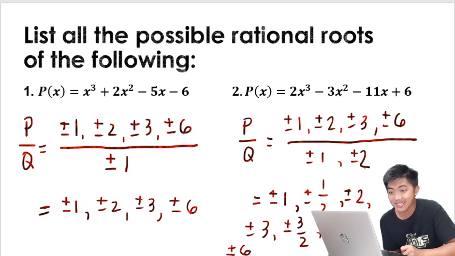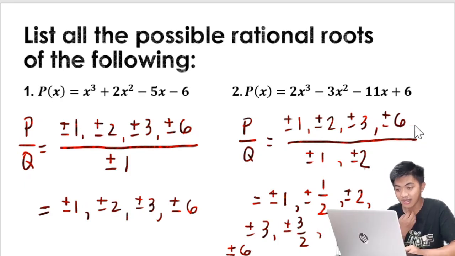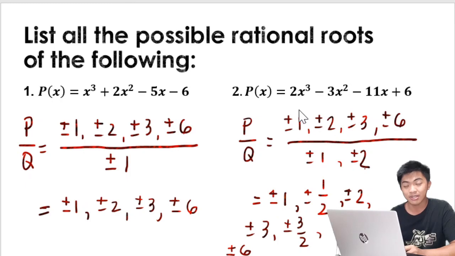So marami siyang possible roots actually. And if we divide positive negative 6 by positive negative 2, the answer is 3. So meron na siya dito. We don't need to write it again. So ito po ang mga possible rational roots of this polynomial. So ganun ang pagkuha ng mga possible rational roots ng polynomial using the rational root theorem.